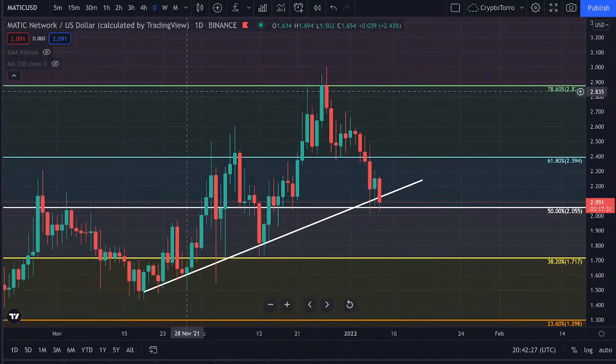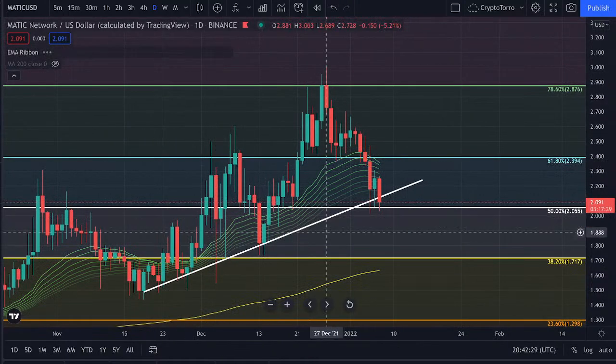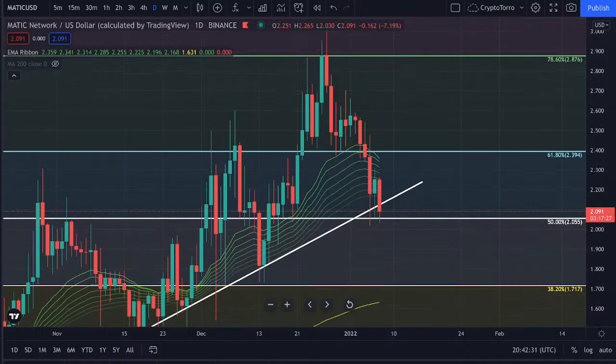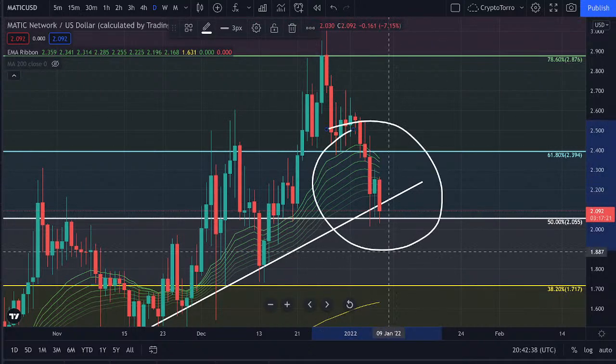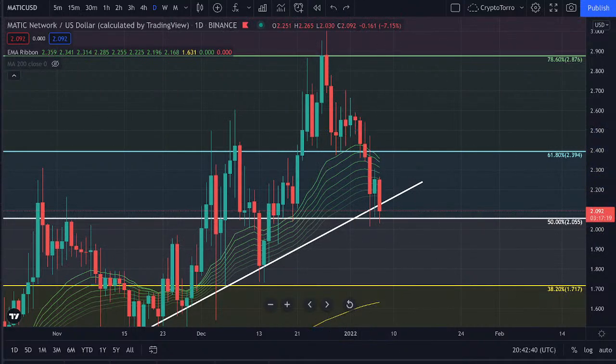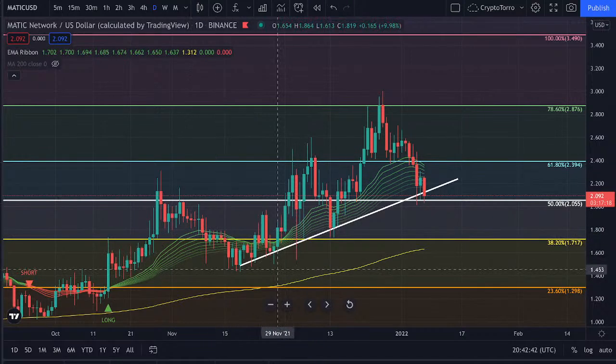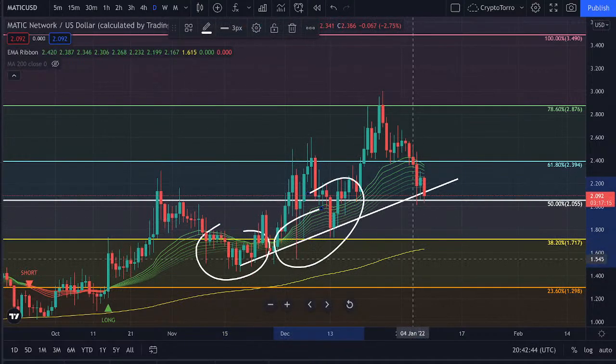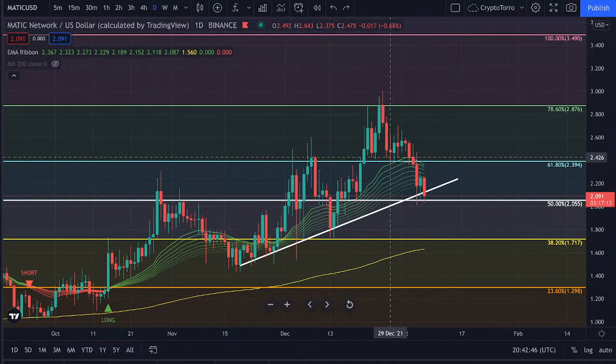This being said, let's take a quick look at the EMA ribbon. Well, for sure, this is looking crucial to me. The reason why: we are currently retesting the EMA ribbon, and already multiple times we have seen support being found on top of the EMA ribbon, and right now we are retesting it once more.